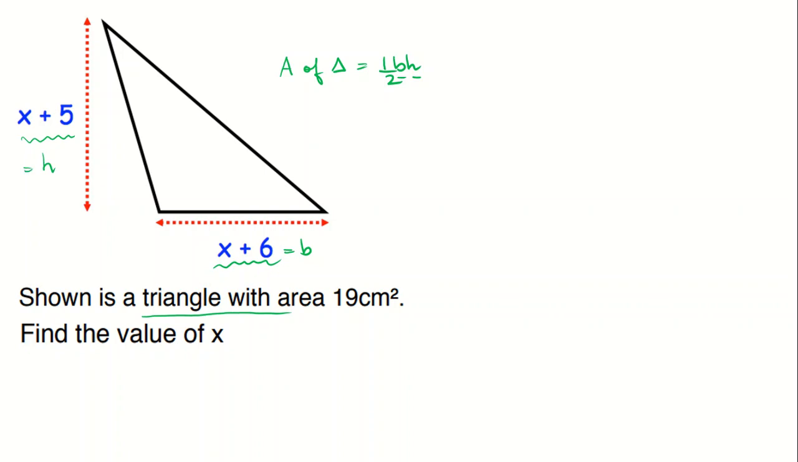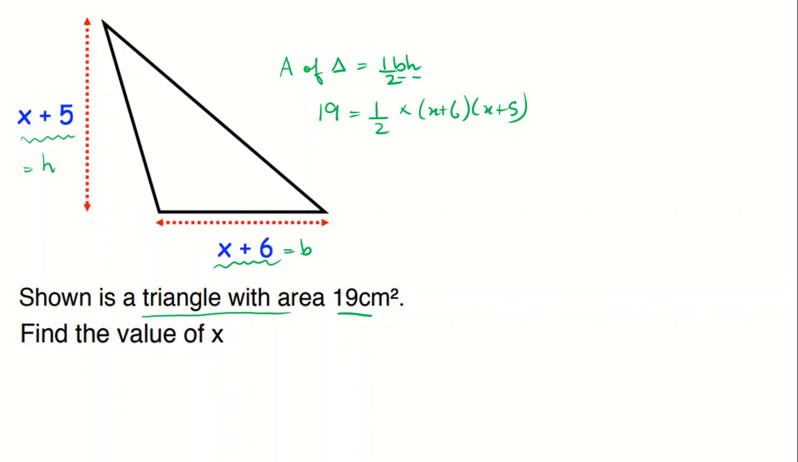The horizontal one can be referred to as the base and the vertical length can be referred to as the height. Now if I put this in, I already know that the area of the triangle is given to me, that is 19. So I'm going to write 19 is equal to half times the base, that is x plus 6, times the height, that is x plus 5.